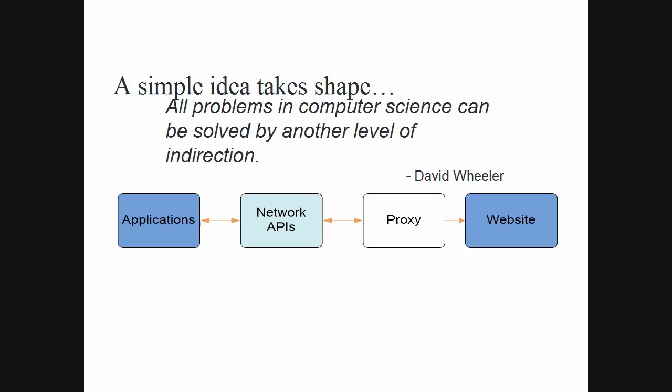What it comes down to is this quote: all problems in computer science can be solved by just adding another level of indirection. This is true, but in particular it's true for HTTP and HTTPS-based APIs, because HTTP has an inherent concept of a proxy. You can stick a proxy between a client and a server, and it is expected to faithfully deal with the transactions between those. And so if you build a proxy, you can see everything.